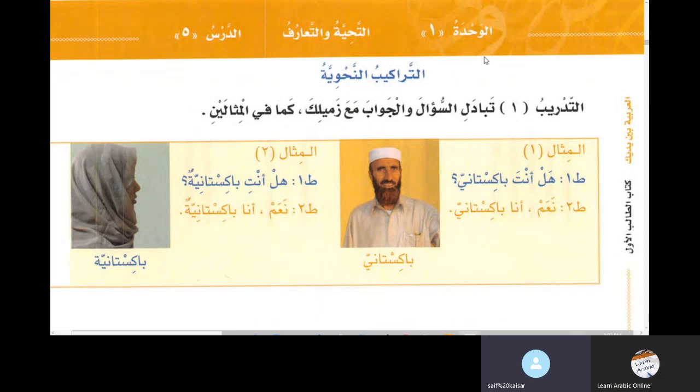Al-wahidat al-oola. At-tahiyyatu wat-ta'aruf. الدرس الخامس, that means fifth lesson. التراكيب النحوية, grammatical structures.